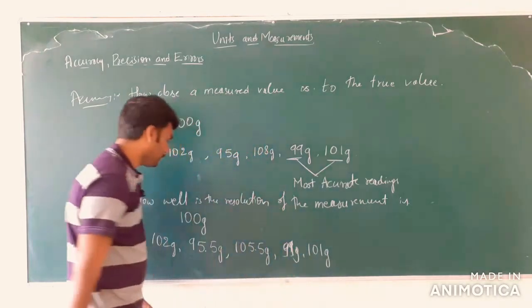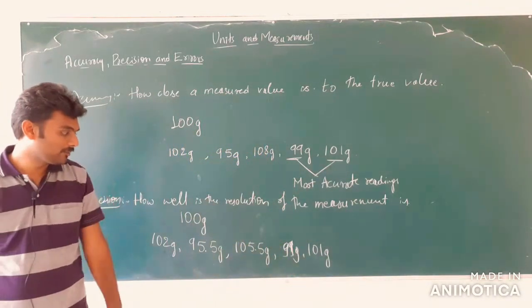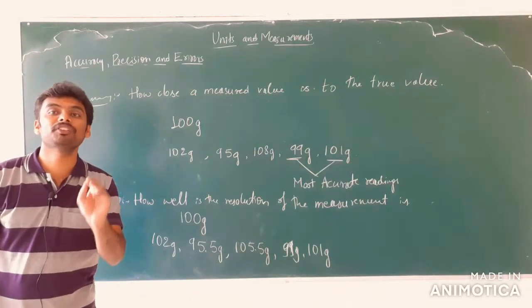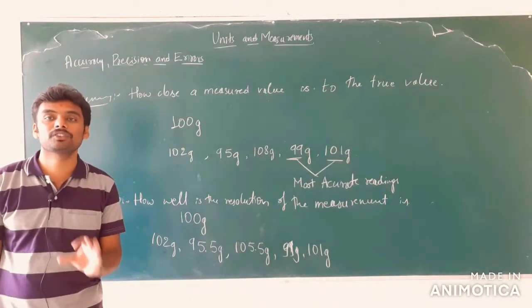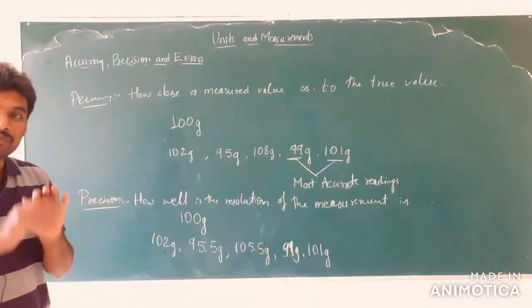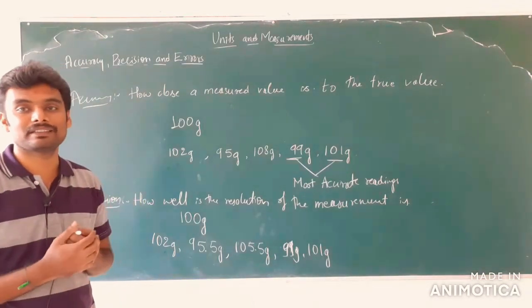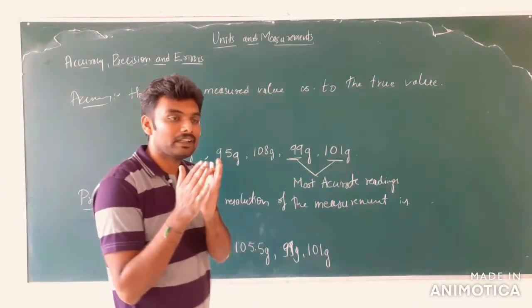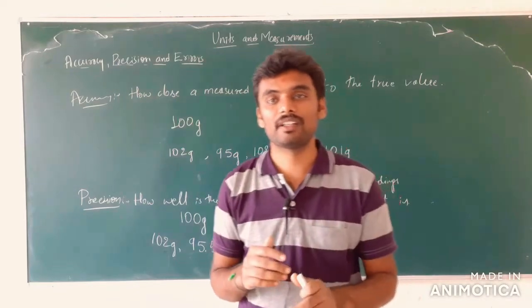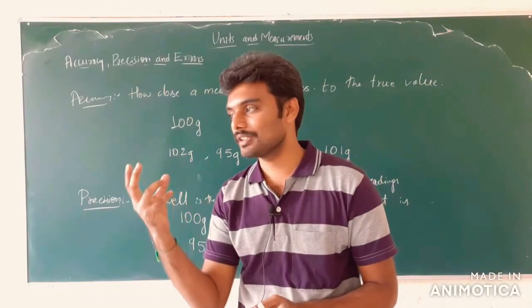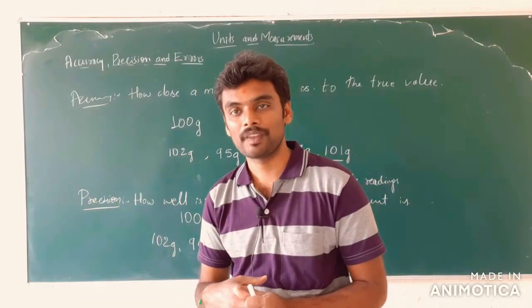And one more pair of readings, say 99 gram and 101 gram. Now among all these measurements, if I ask you which is the most precise reading, see, precision is about how well resolved the reading is, meaning how many decimal points we are considering, or what is the least value that can be measured using the kind of measurement that we do.